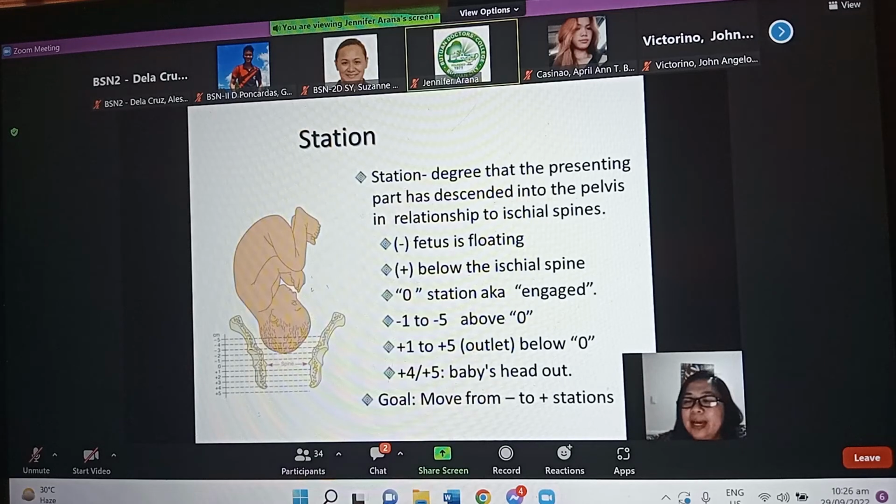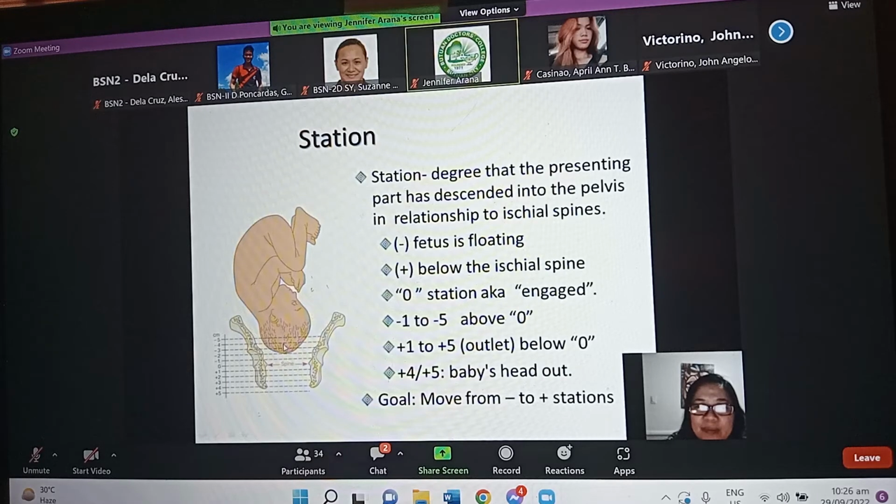Okay. So again, we have the station. Station is the degree that the presenting part has descended into the pelvis in relationship to the ischial spine. So these are the ischial spines now of the maternal pelvis. If the presenting part, the vertex of the baby, has reached the level of the ischial spine, it means the presenting part is engaged. The station is 0.